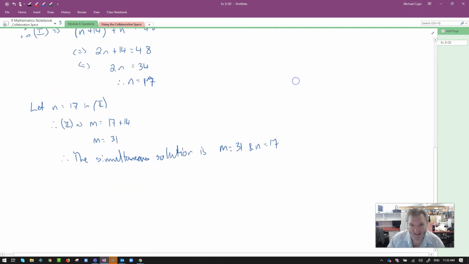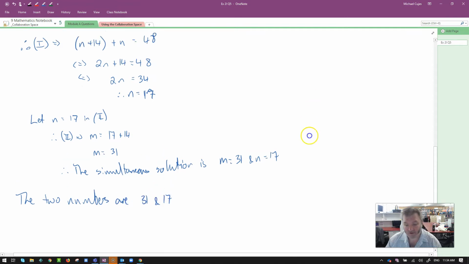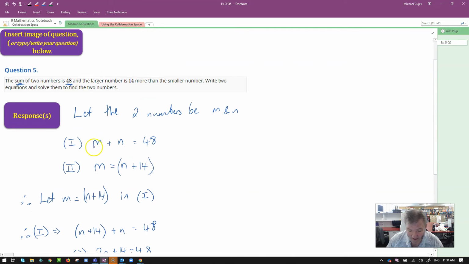Or, given that they didn't start with M and N, you might be better off saying the two numbers are 31 and 17. You can, of course, check your answers, make sure you get it right. 31 plus 17, yep, that's going to give me 48. Is 31 17 plus 14? Yes, it is. You know you got it right.